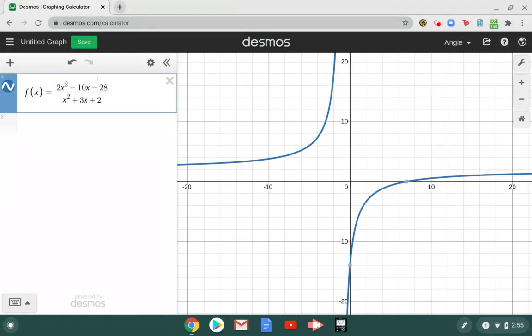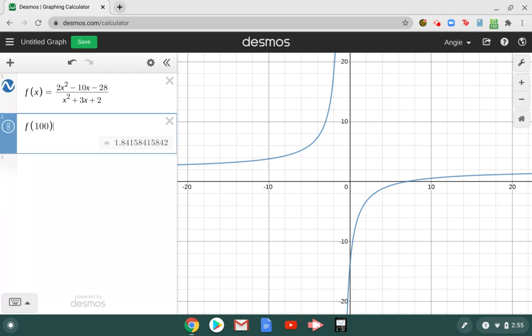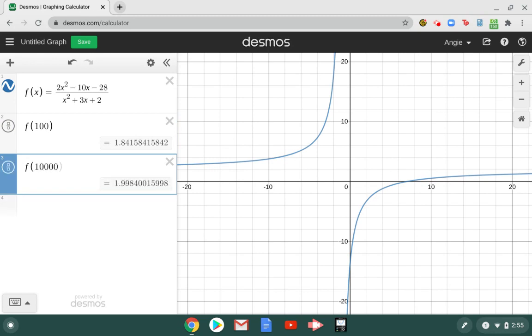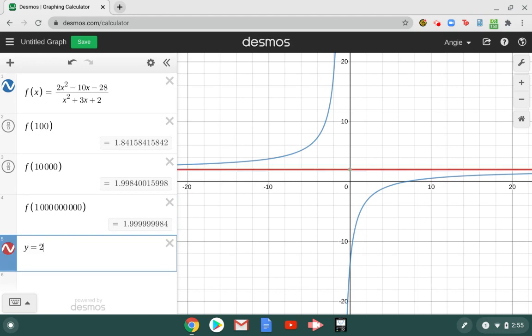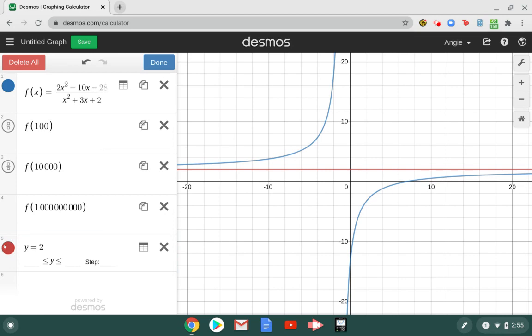Remember, this is end behavior. So if I put in some really large numbers like 100, okay, 1.8, not super close. f of 10,000, now I'm getting closer to 2. f of, just put a bunch of zeros, I don't know what that is, but see how I'm getting closer and closer to 2. And you can check that on the other side as well. Now that we're feeling good about that, let's just type this in as a boundary. I'm going to click on my settings and make this dashed.